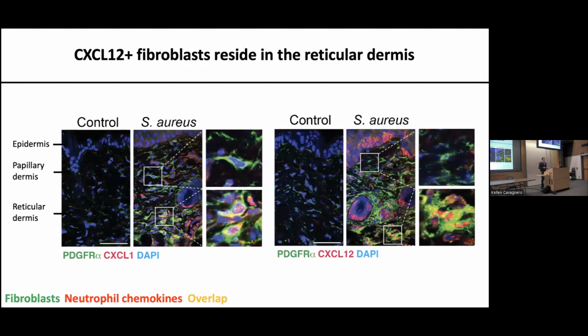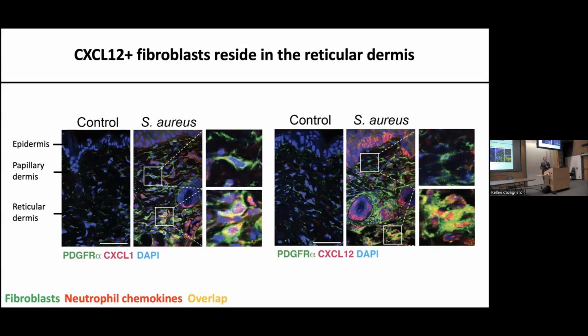Now, we next asked, where do these fibroblast subsets exist in space? To address this, we performed confocal microscopy. Here we can see fibroblasts labeled in green, neutrophil chemokines labeled in red, and the overlap between these two signals in yellow. So what we can see is that during infection, fibroblasts upregulate neutrophil chemokine. We see a lot of this yellow.